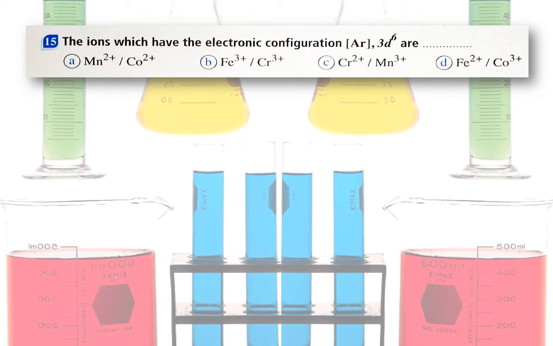Another question, the ions which have the electronic configuration argon 3d6 are, we have here 6 electrons, it's not completely filled with electrons, so we have here what? Iron +2 and cobalt +3. Cobalt loses 3 electrons and iron loses 2 electrons here, so we have 6 electrons in the d orbital.